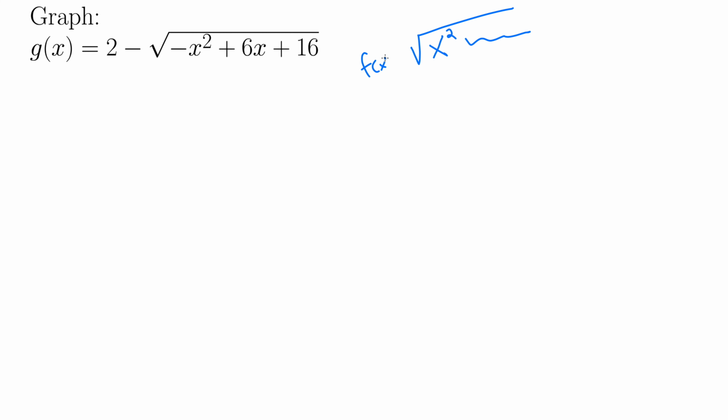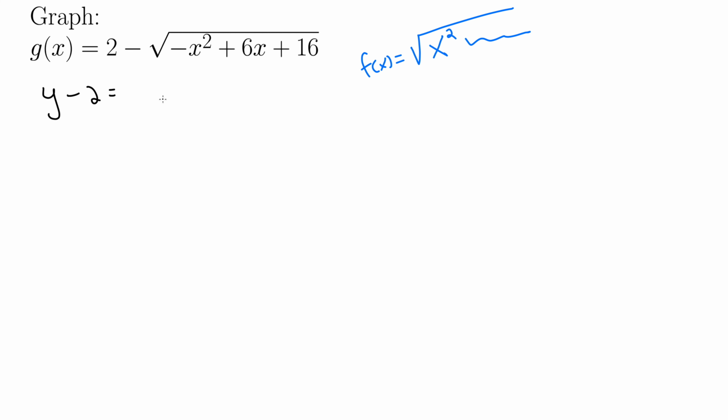Some f of x equals that. It kind of raises the flag of you need to use this technique that I'm about to show you to graph it. What we'll do here is essentially figure out what this thing looks like, and from there we'll be able to graph it. So we're not going to plot points or anything like that. Instead, let's write this g of x as y. Now I'm going to subtract the 2 from the other side.